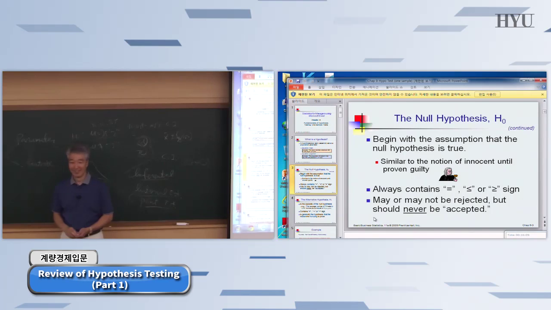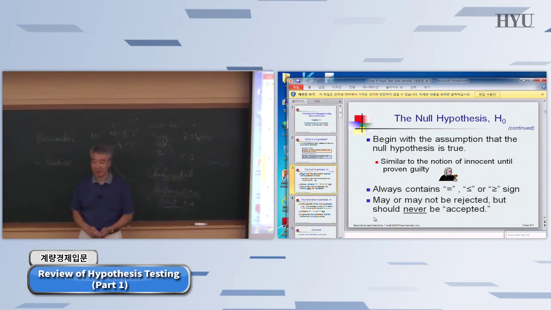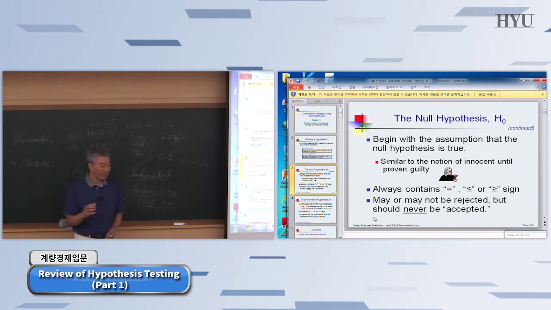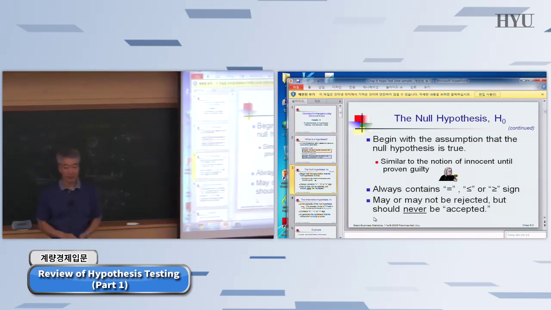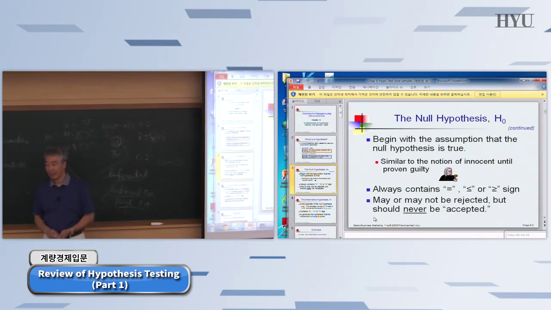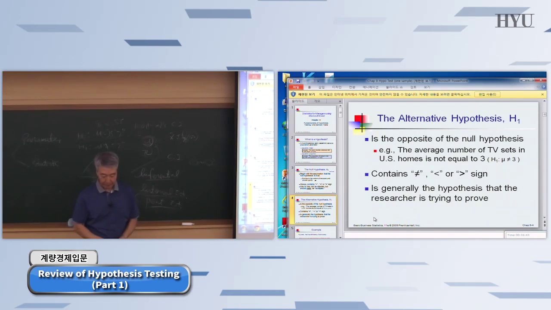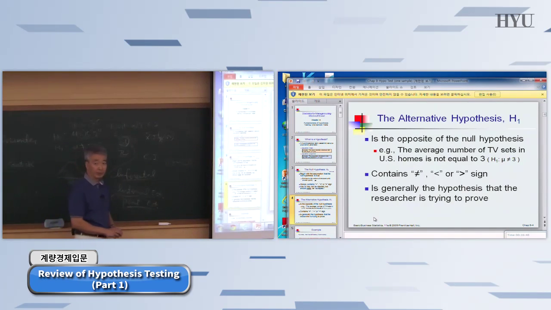Type 2 error, right? Because type 1 error, we take care of it by setting up the alpha level. But at the introductory statistics level, we don't do anything about the type 2 error. So our recommendation in this course is either you reject it, or if you cannot reject it, just say do not reject or cannot reject. You never accept it. We'll talk about it in detail maybe next class. Okay? Alternative hypothesis is the opposite.